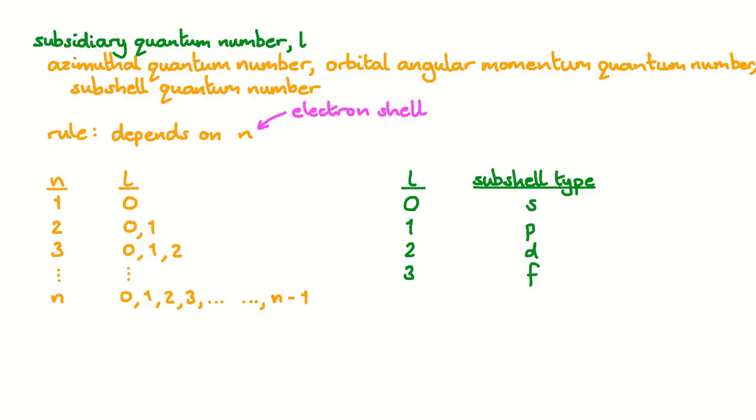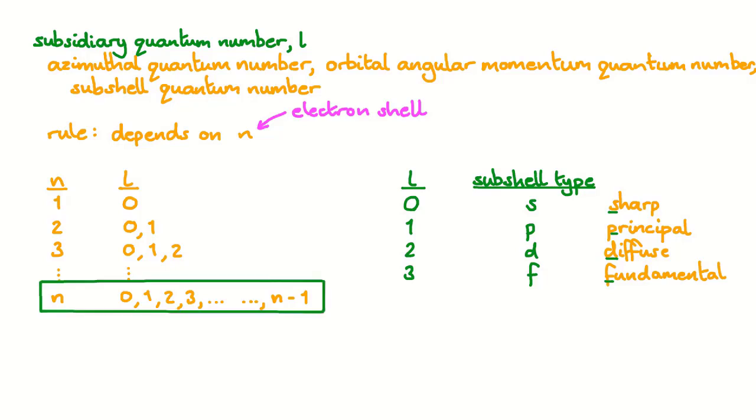The letters S, P, D, and F correspond to features of a spectrum that correspond to these subshells. The descriptions are sharp, principal, diffuse, and fundamental. It's not really important to know what S, P, D, and F mean, but it is interesting. We can see from the general rule that the higher the value of n, the more types of subshell there'll be in that electron shell.